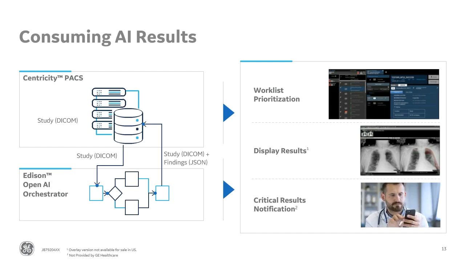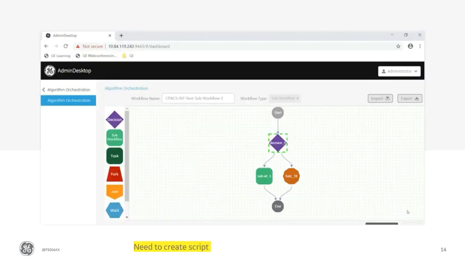Now, one more note before I move on. For our webinar attendees that are not US-based, I want to point out that the worklist prioritization that you've seen is currently only available in the US. However, the AI results viewing capabilities are available to you in the viewer to provide diagnostic decision support during your read. Now, let's take a look inside the Edison AI orchestrator.